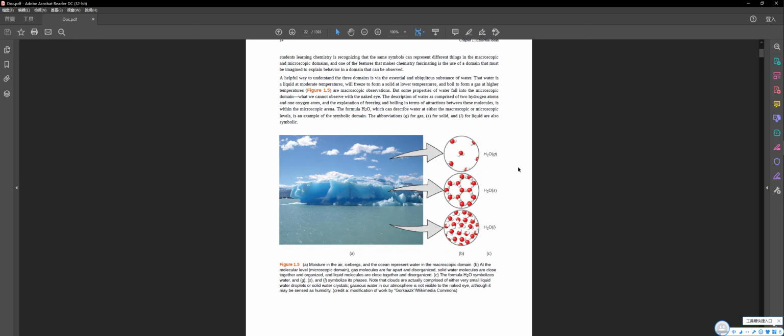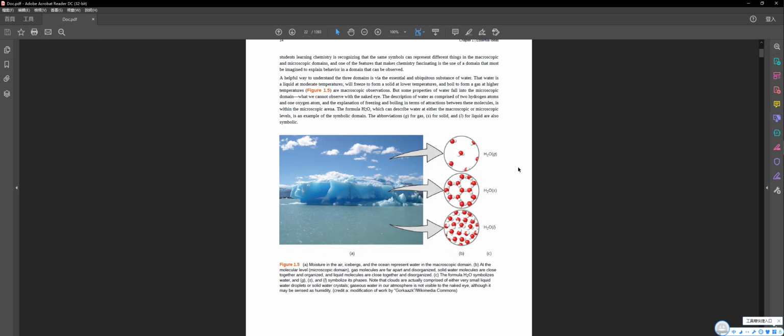A helpful way to understand the 3 domains is via the essential and ubiquitous substance of water. Water is a liquid at moderate temperature, will freeze to form a solid at lower temperature, and boil to form a gas at a higher temperature. These are macroscopic observations. But some properties of water fall into the microscopic domain.